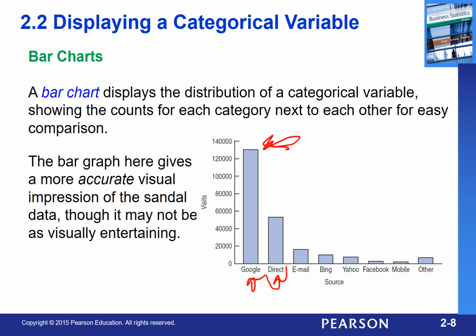So as you look at this, there are 2 characteristics that a good chart will tell you. What were the values? How often? And it gives you a way to compare. You can be like, oh, well, Facebook appears to be not doing as well as Direct or Google when it comes to our advertisements.